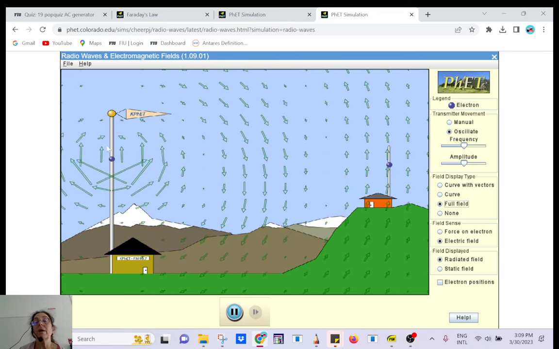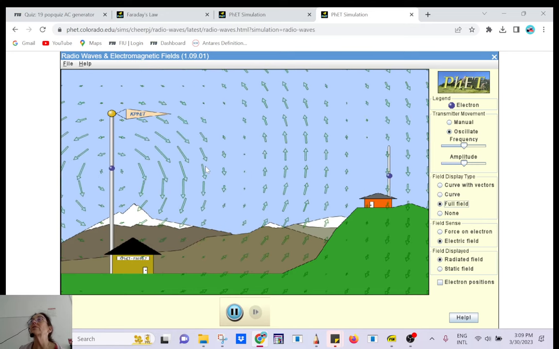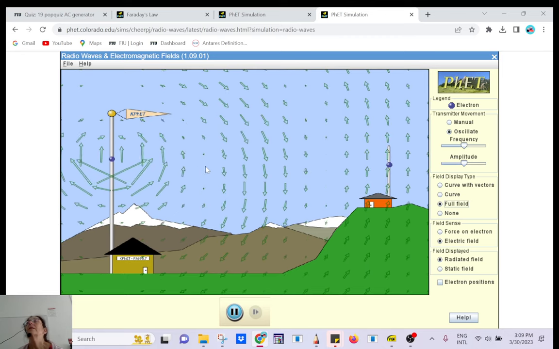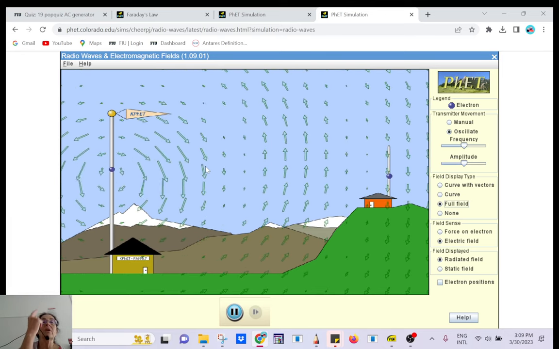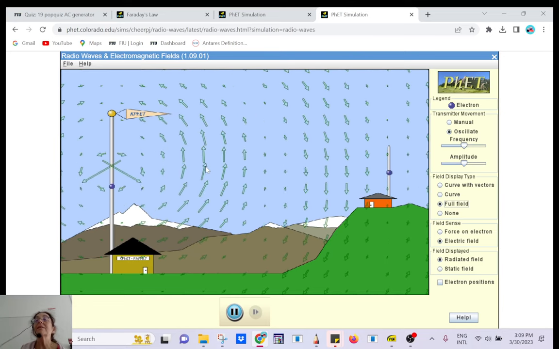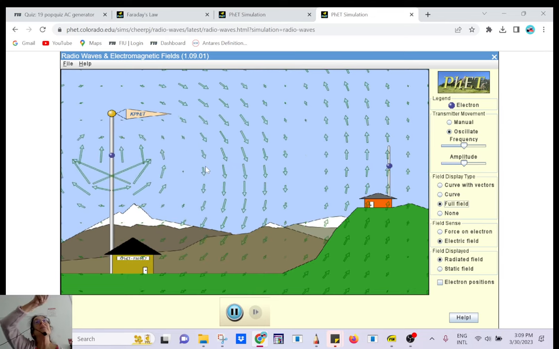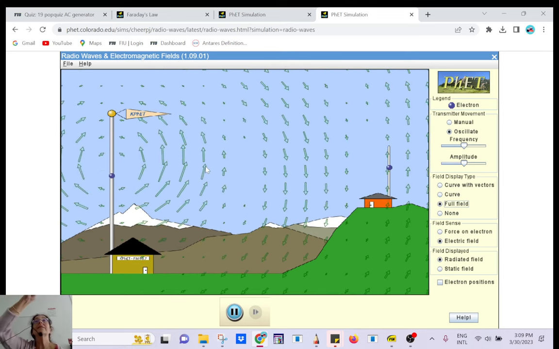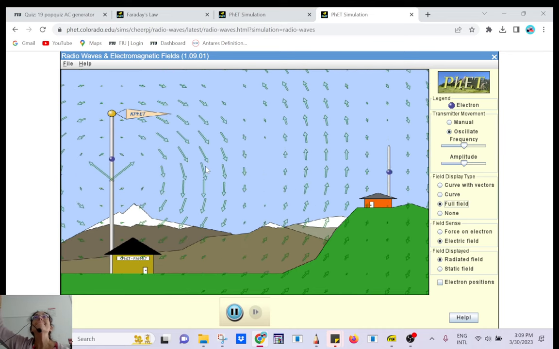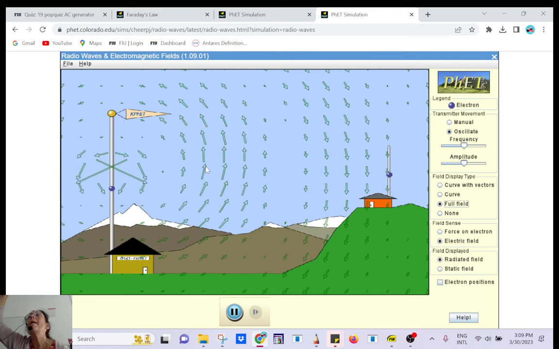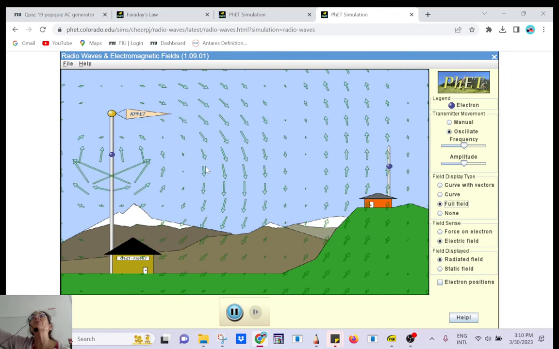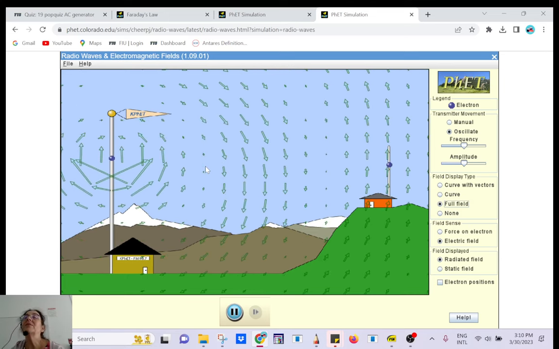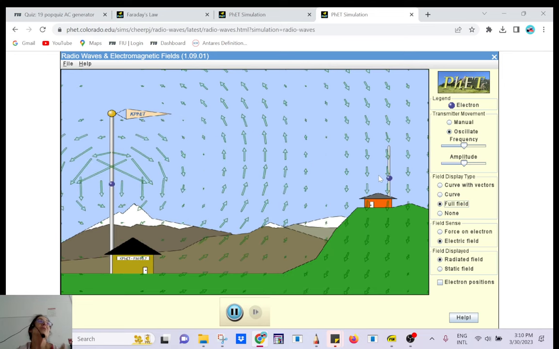So let me ask you something. If you have a changing electric field, it's like having electricity flowing back and forth. It's going to induce what? A magnetic field, very good, a magnetic field. And if you have a changing magnetic field, it's going to induce a current, an electric field, right? Current is because you have an electric field. The electric field will induce a magnetic field. The magnetic field will induce an electric field. And at the end, it will induce a current. That's why it's called an electromagnetic wave.